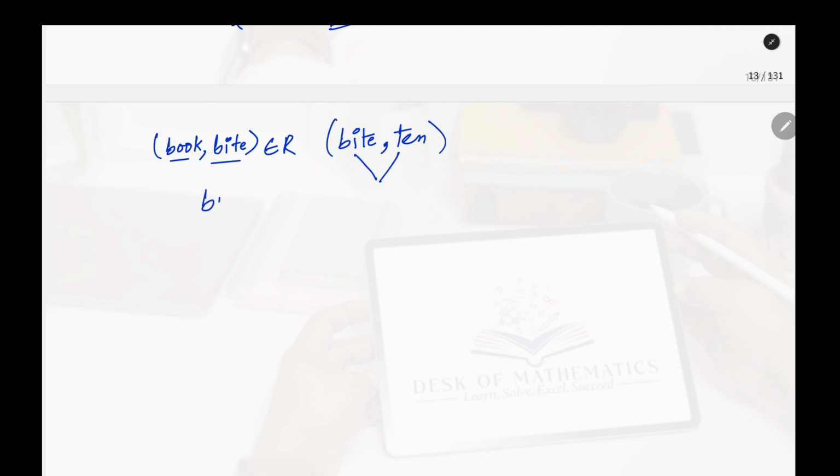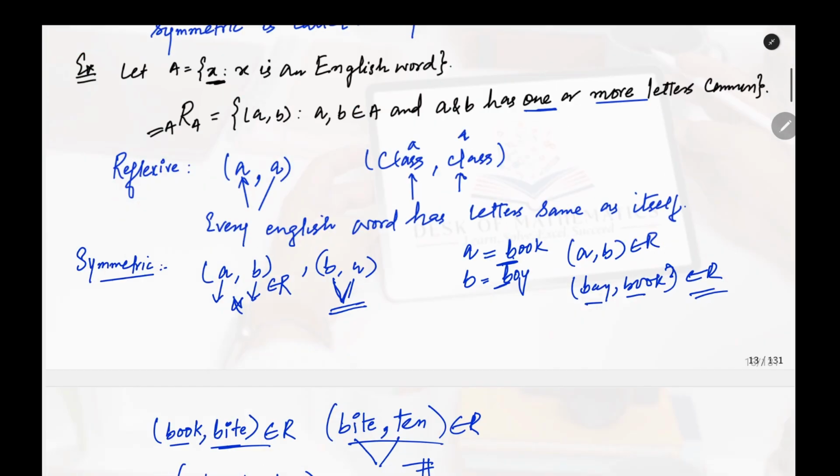For example, if you take one as book, comma, bite. Now these two words: book has a B and bite has a B, so they have a common letter, so this will be in R. Okay, now take this bite, and you can write a ten. Now it is related to here, T is there. Now take the book and ten: no letter is common, so they are not related. But these two are in the relation, so it is not transitive. That means this relation is a compatible relation.